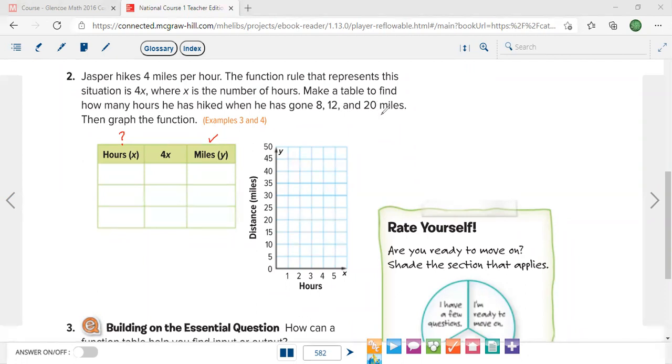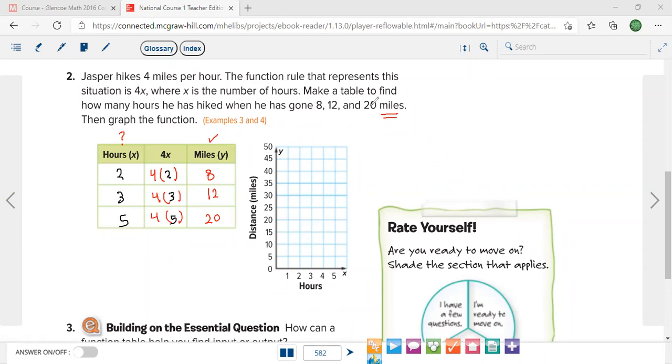So these are miles. We'll put them in the miles column: 8, 12, and 20. And here, 4 times what? It's easy for you to discover that this is 4 by 2, so here is 2 hours. 4 by 3, so here is 3 hours. 4 by 5, so here is 5 hours.